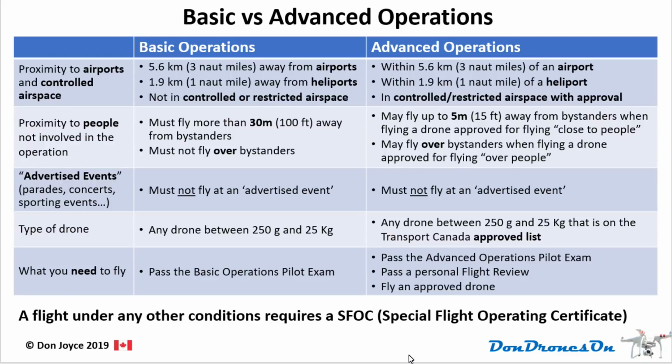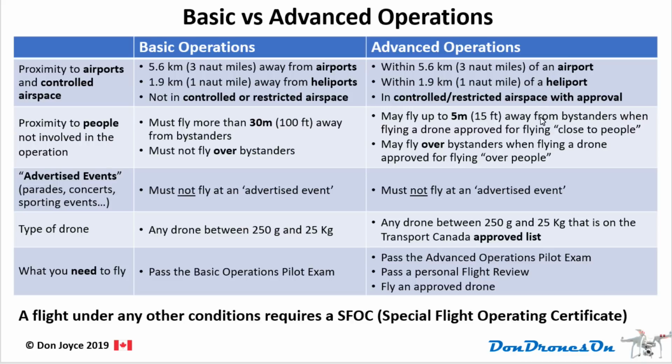First of all, let's review what the difference is between a basic and an advanced operation when it comes to RPAS. RPAS, again, is Remotely Piloted Aircraft System. So in a basic operation, you need to stay away from airports and controlled airspace. With an advanced operations certificate, on the other hand, and an appropriate drone, you can fly within 5.6 kilometers of an airport and 1.9 kilometers of a heliport, and even in controlled or restricted airspace, assuming you have approval, and we'll cover the specific regulations around that.